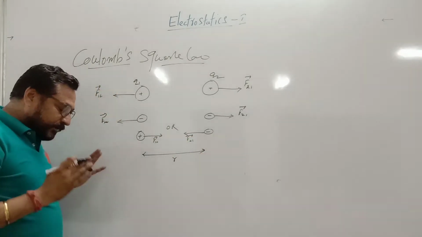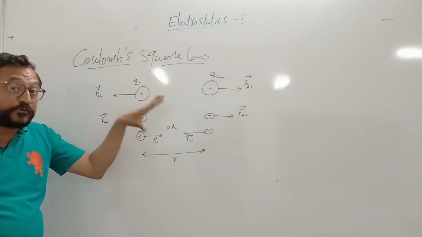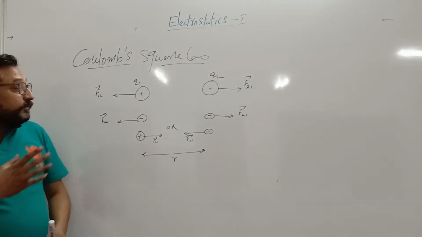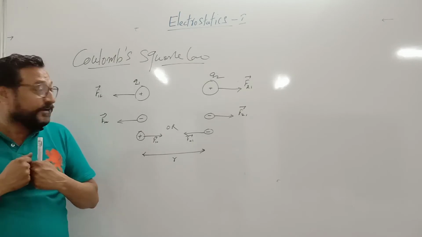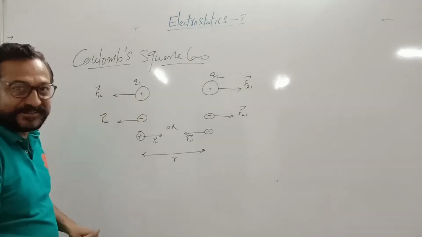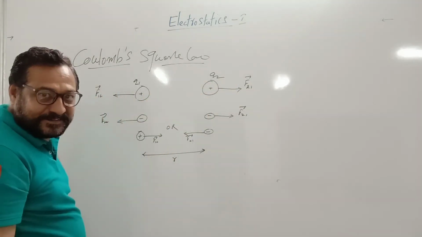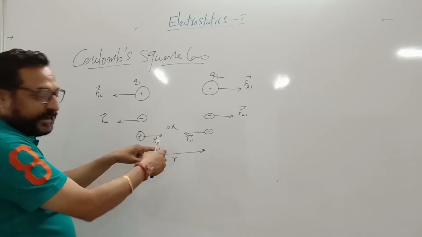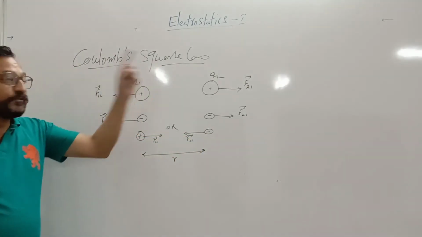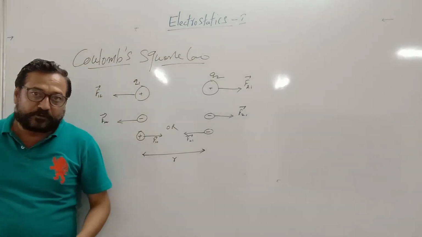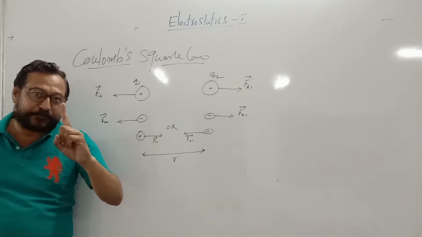It means that in both conditions, whether the force is attraction or repulsion, these forces act in opposite directions. How is it? Like the first case, please see. In this condition both forces act in opposite directions. Yes. And in the case of the force of attraction, again they act in opposite directions. It means Coulomb's inverse square law follows Newton's third law of motion: every action has an equal and opposite reaction.